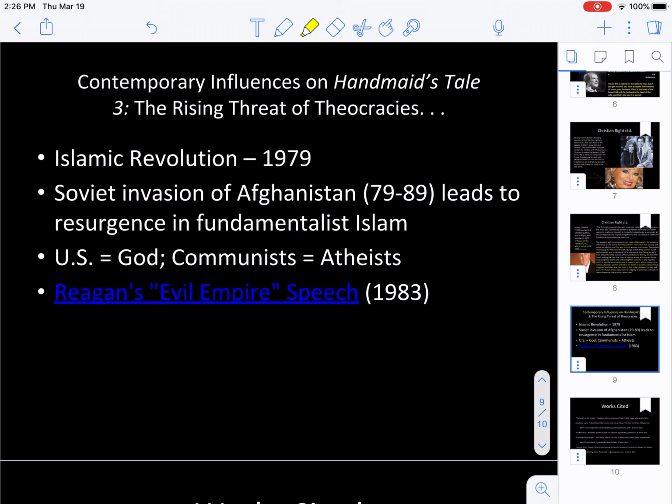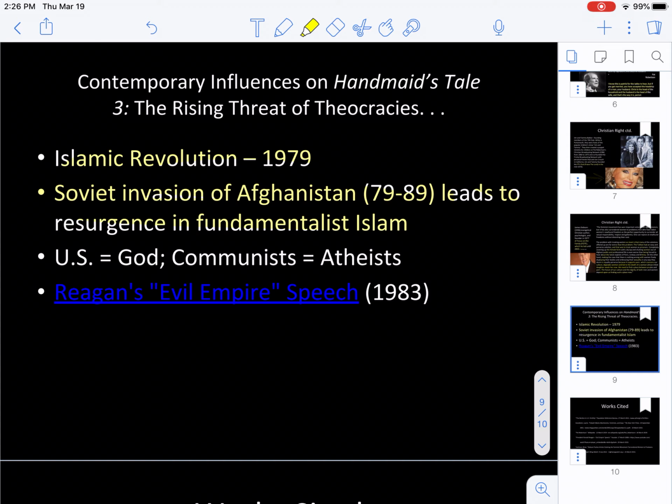The Soviet invasion of Afghanistan led to a resurgence in fundamentalist Islam. So basically, Reagan, who was in power at this time, thought that the U.S. was God, was Christian, and the communists were atheists, and we needed to save ourselves from being taken over by other religions, because then we would lose God and be just as bad as the communists.